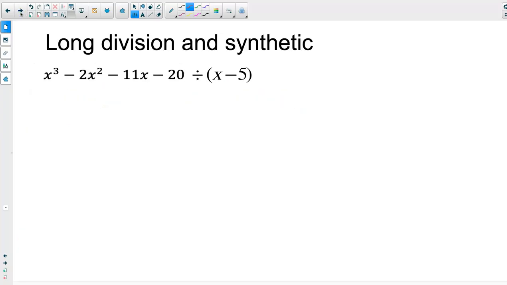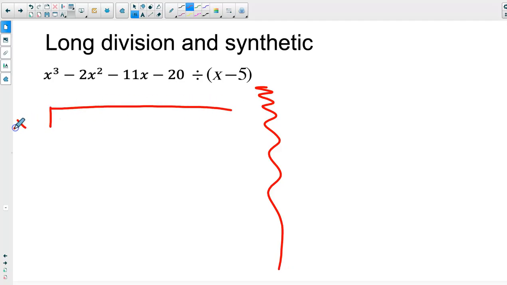Write it down. We're going to do both synthetic and long division. So I'm going to have a little bar coming across here. I'm going to put my factor on the outside here, and I'm going to put my function on the inside. So we're going to just start with long division.